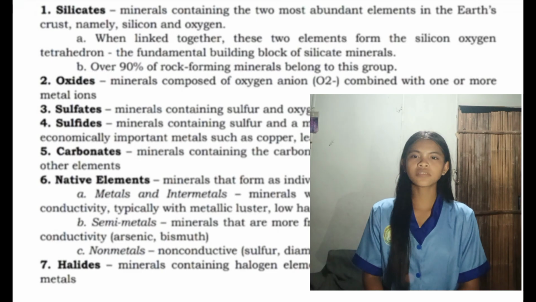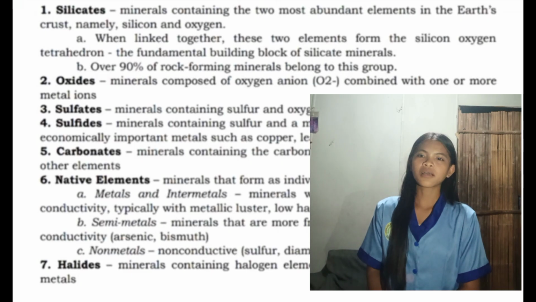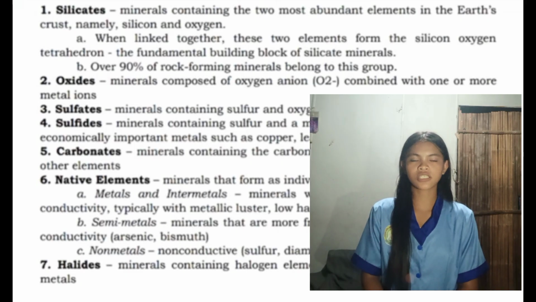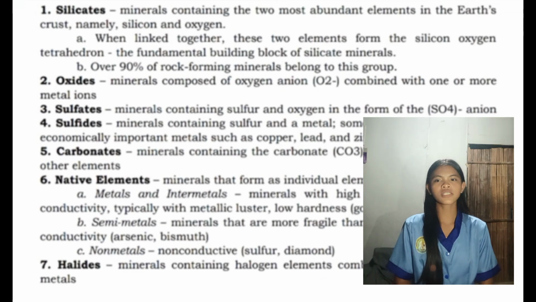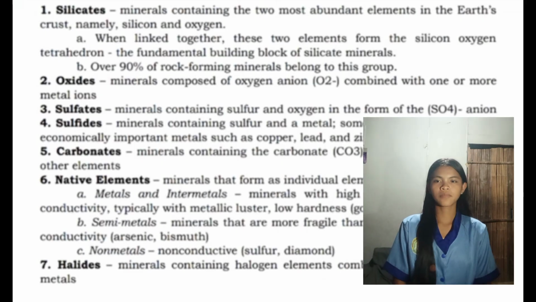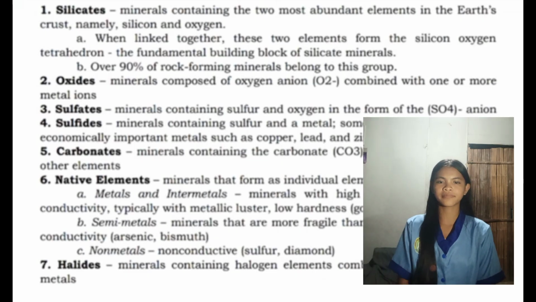First, silicates. Minerals containing the two most abundant elements in the earth's crust, namely silicon and oxygen. When linked together, these two elements form the silicon-oxygen tetrahedron, the fundamental building block of silicate minerals. Over 90% of rock-forming minerals belong to this group.